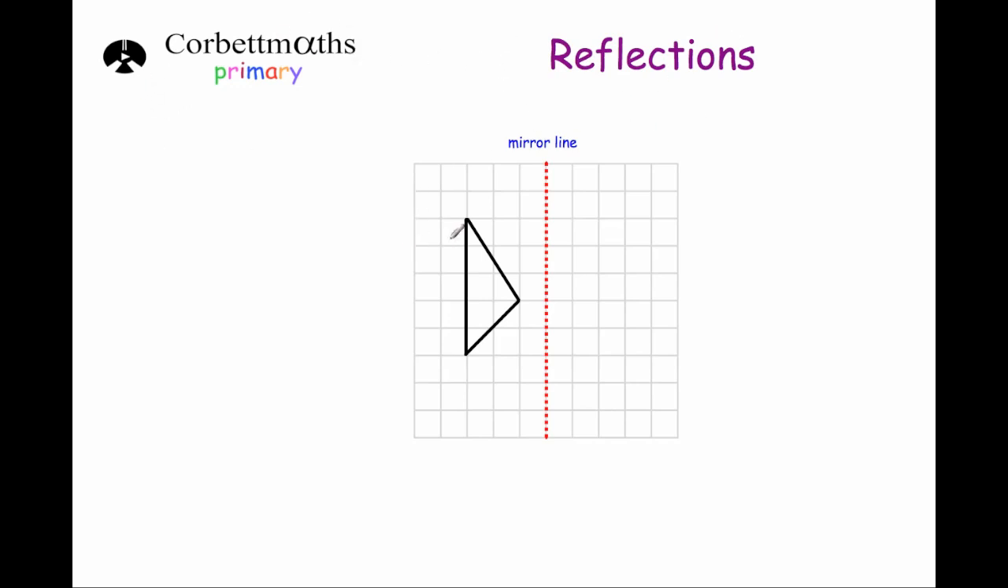In this video, we're going to look at how to reflect shapes, such as this triangle, in mirror lines. So let's reflect this triangle using this mirror line. First of all, let's choose one vertex or one point of the triangle. Let's choose this point at the top.